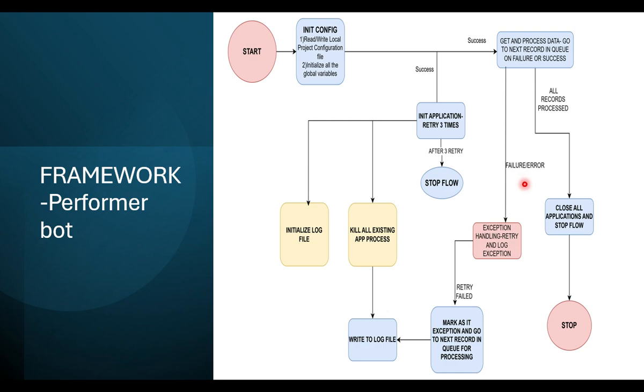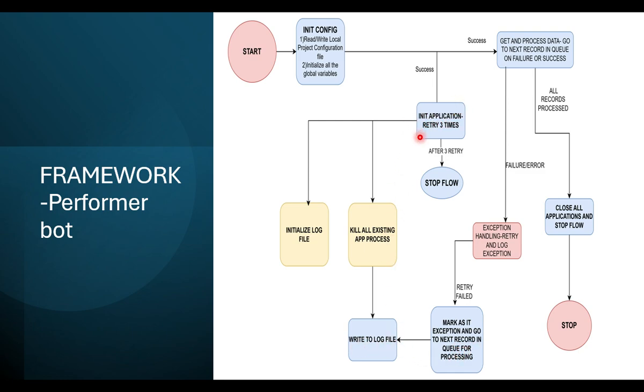But in case of any error while processing one particular record from the queue, that is, one work queue item, the bot will have an exception handling subflow which will handle those exceptions. It will also have the on block error and the action level handling mechanism. Even if the retry is failing, it will mark that record as an IT exception and go to the next record in the queue for processing. Also, it will write to the log files.